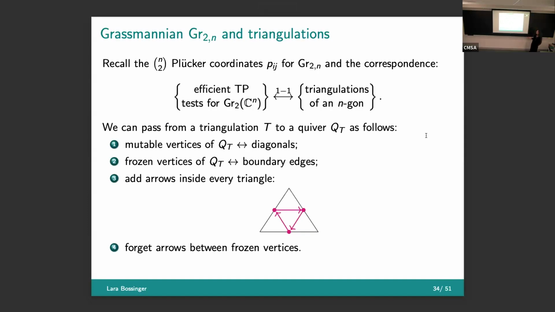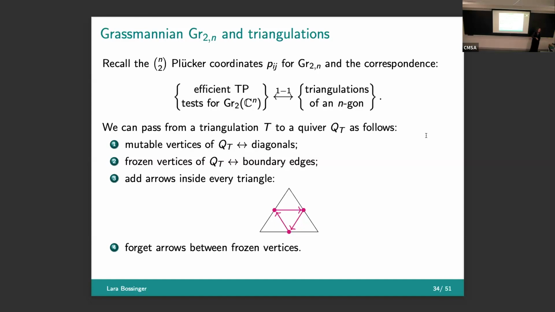And the way to do it is the following. The mutable vertices of my quiver will correspond to the diagonals or internal arcs or chords in my triangulation. Frozen vertices will correspond to boundary edges. And then inside of every triangle of my triangulation, I add an orientation. You can choose the orientation of this triangle. It's just a convention. And then the last point, after doing all that, we can forget about arrows between frozen variables. You can keep them if you like, but they will not affect the outcome or the cluster algebra. So just a general convention of deleting these arrows, just to simplify.